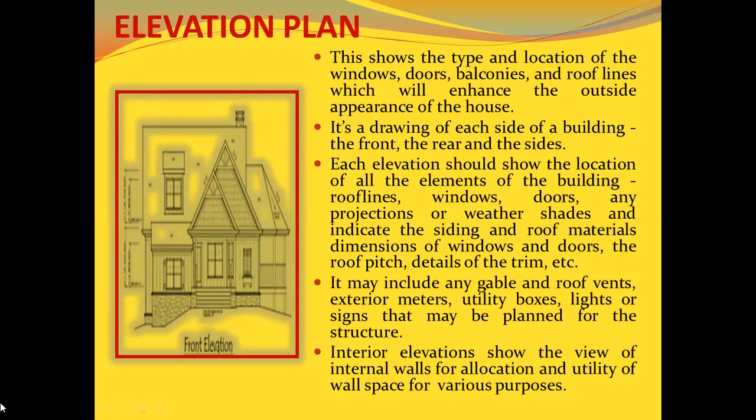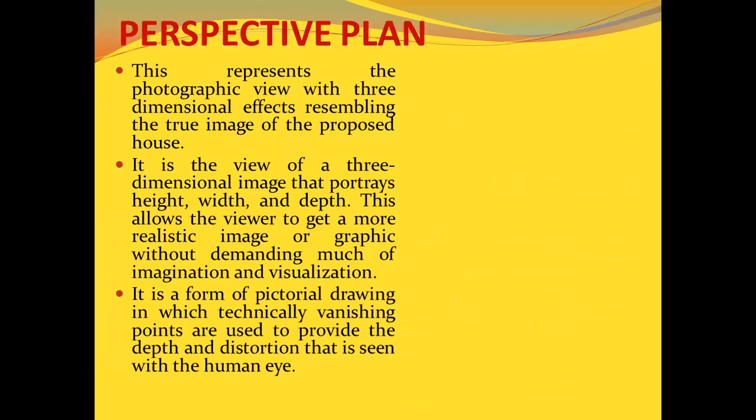It may include the gable, roof vent, exterior meter, and utility boxes; for signs may be planned in the structure. In this picture, it is clearly shown the elevation of the front view, the wall view, the door view, the front portion, etc. Interior elevation shows the view of internal walls, for allocation and utility of wall space for various purposes.